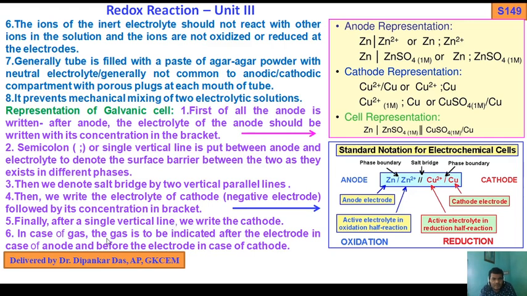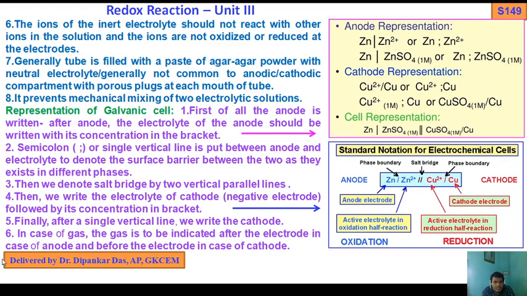In case of gas, the gas is indicated after the electrode in case of anode and before the electrode in case of cathode. What I told you, first of all the anode is written. So you see I have written the anode first here. So zinc and zinc 2 plus, anode. After the anode, the electrolyte of the anode should be written with its concentration in the bracket. So first zinc, then its electrolyte or cations, zinc 2 plus, within the first bracket, concentration or aqueous.